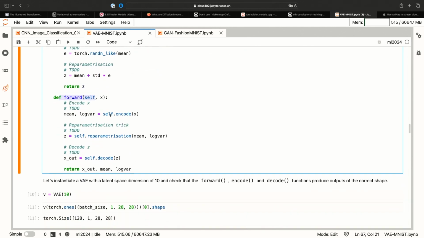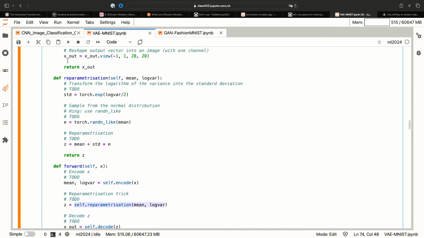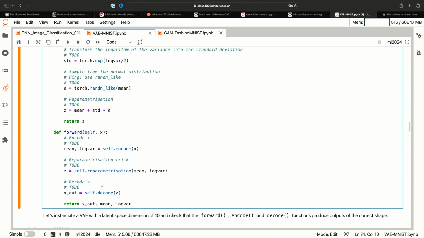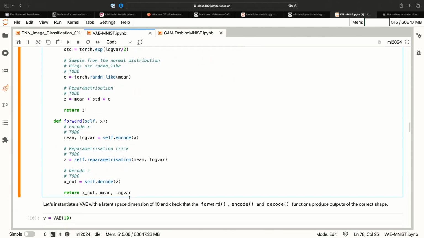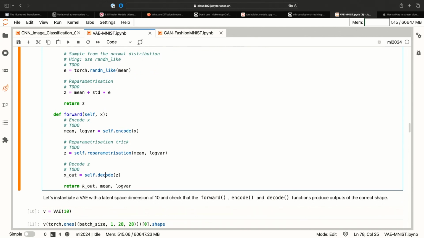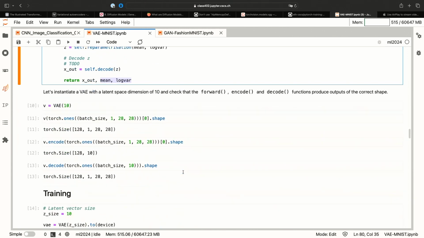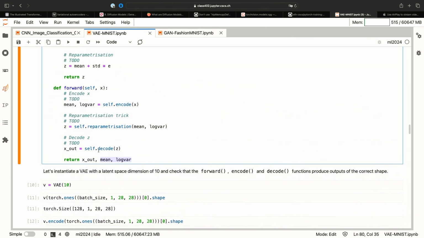And then the forward pass, you can just encode, get the mean and the logarithm of the variance, call the reparametrization function to get z, and then decode into an image. And then this time you don't return a single tensor, but you return the output, the mean, and the log variance, because you need those to compute the loss. And so you can start to see how flexible the framework is, because the forward function doesn't need to always output a single thing, but you can output a tuple.